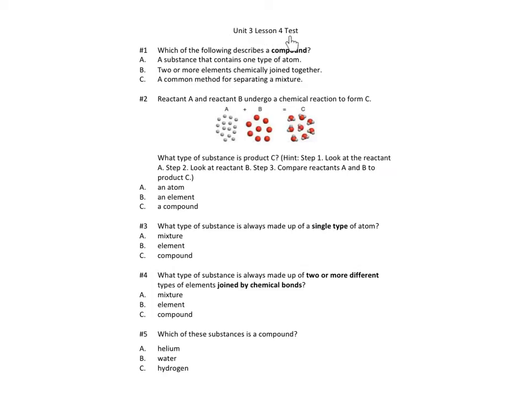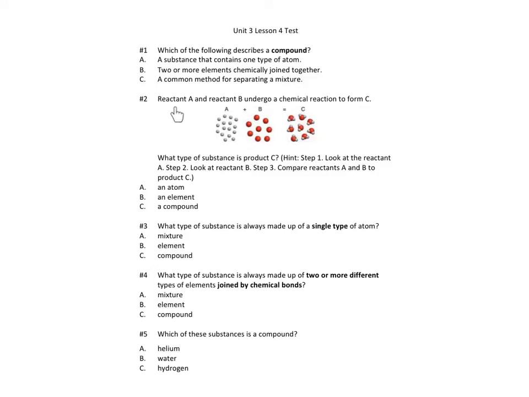Unit 3, Lesson 4 test. Number 1. Which of the following describes a compound? A. A substance that contains one type of atom. B. Two or more elements chemically joined together. C. A common method for separating a mixture.